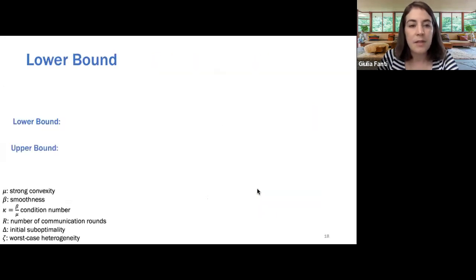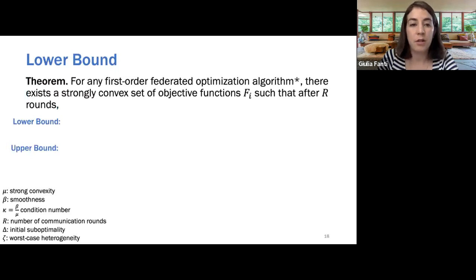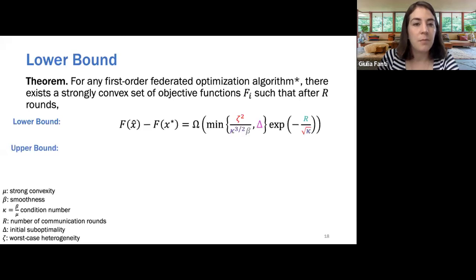And what we can see is that this actually comes pretty close to a lower bound for strongly convex objectives. So in particular, we can show a lower bound that looks like the following. So we have this exponential decay in R over root kappa. And out front, we have a minimum between delta, the initial suboptimality gap, and this expression that scales with zeta, our heterogeneity.